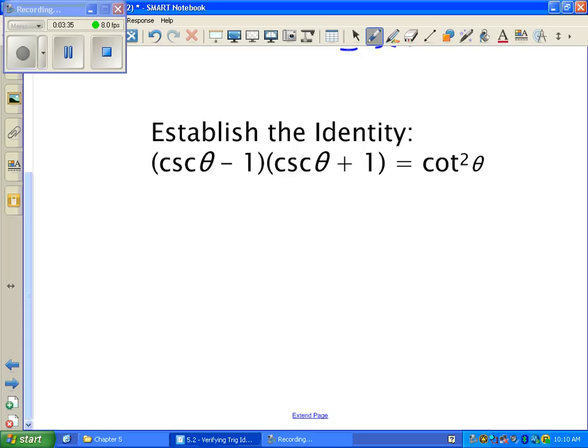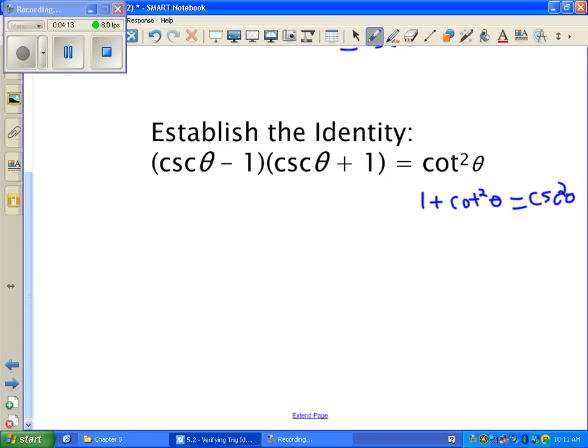So the next one that I want to look at, we want to establish that this identity is true. I could rewrite these in terms of sine and cosine. However, when I look at the cosecant here and I see the cotangent, I remember my Pythagorean identity that uses cotangent and cosecant. I'm going to write that down over here. It is 1 plus cotangent squared is equal to cosecant squared.